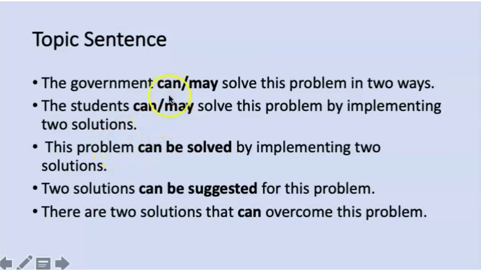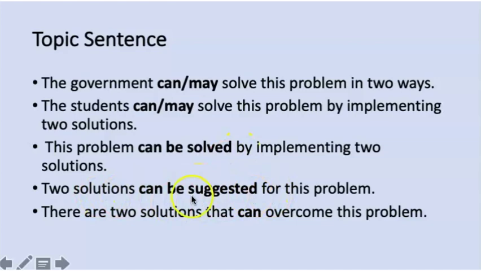Look, these are active structures. We have a doer here, the government, the students. But here we start with the problem. The problem can be solved. Here the doer is obvious. Of course, it is like the people, or if we mentioned it before, for example, we mentioned students or the school before, so we don't need to mention it again.